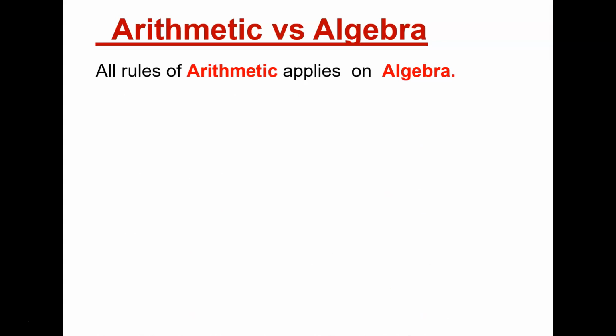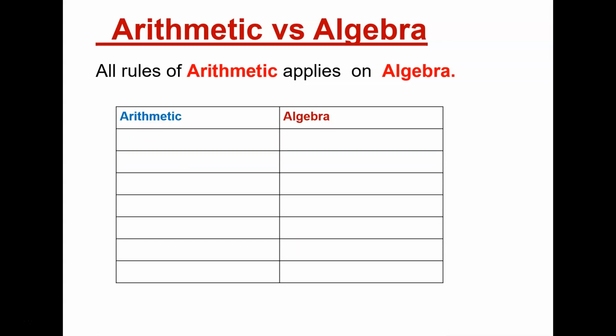It simply says all rules of arithmetic apply to algebra. So let's see some rules that we have learned in arithmetic. The first one is easy, 1 add 1 is 2. That's a rule that we have learned in arithmetic. And the same way, a add a is 2a. 3 plus 2 is 5. 3a plus 2a is 5a. 7 minus 4 is 3. So 7a minus 4a gives you 3a. Hand in hand. Same thing.